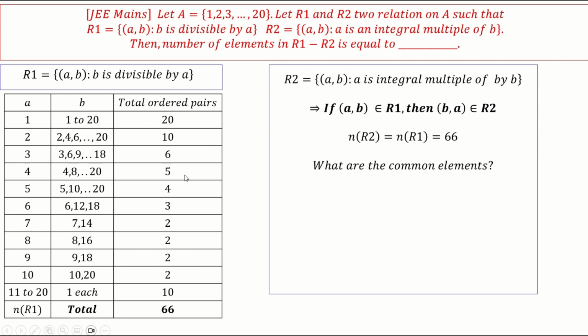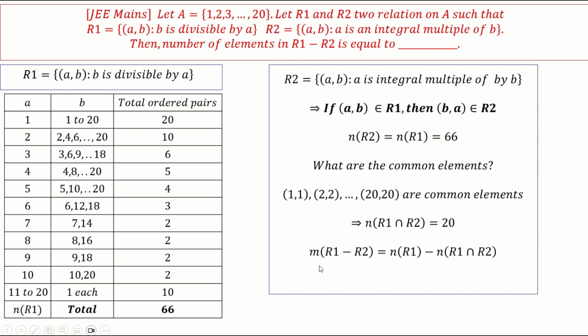Okay, so we are looking at R1 minus R2, so we have to remove all the common elements. How many common elements are there? 1 comma 1, 2 comma 2, 3 comma 3, you will get up to 20 comma 20. 20 common elements is what you will get. So R1 intersection R2 is 20. So the number of elements in R1 minus R2 equals the number of elements in R1 minus the number of elements in R1 intersection R2, which is 46. That is the answer.